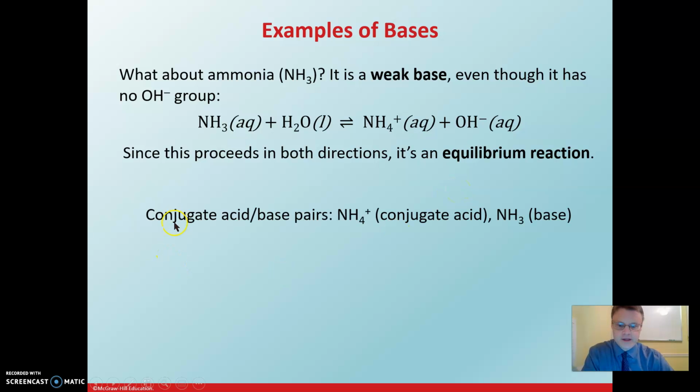This also allows us to talk about conjugate acid-base pairs. When ammonia, which is the base, reacts with water, the water is acting as an acid. The ammonia acquires a proton from the water, and we make what's called the conjugate acid of ammonia, ammonium. And then we also make hydroxide, which is the conjugate base of water. So you can see that these acids, bases, and conjugate acids and bases kind of come in pairs.